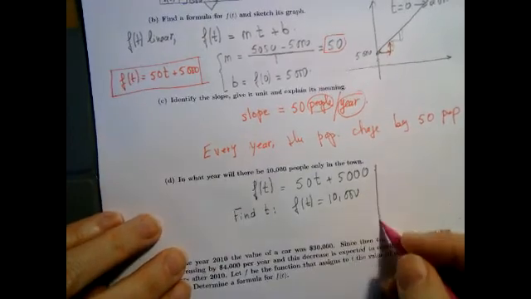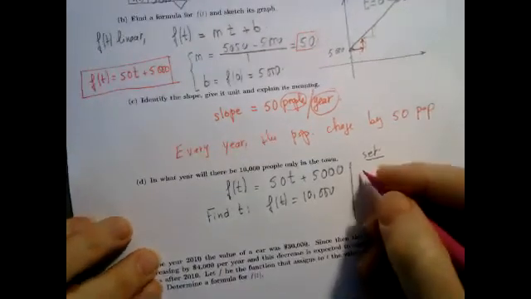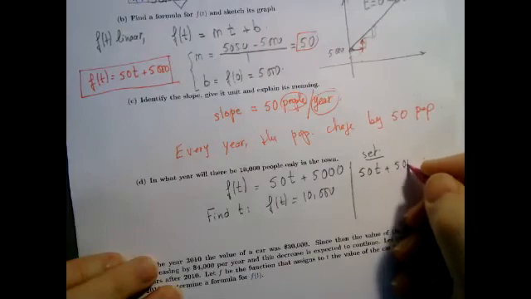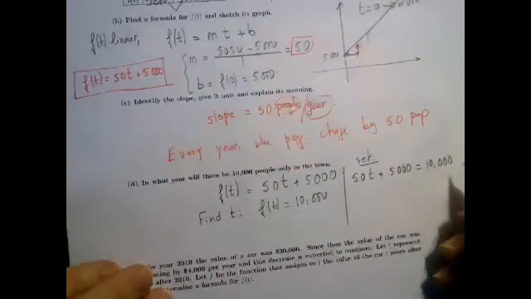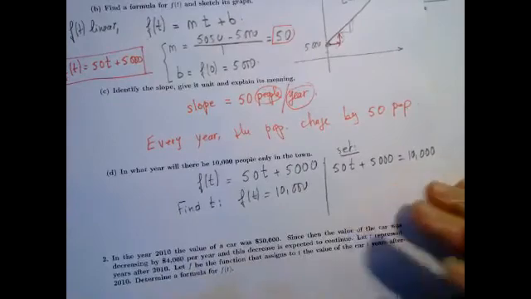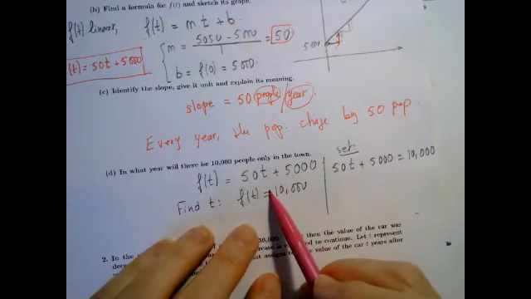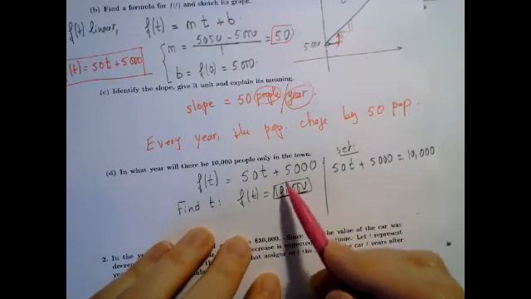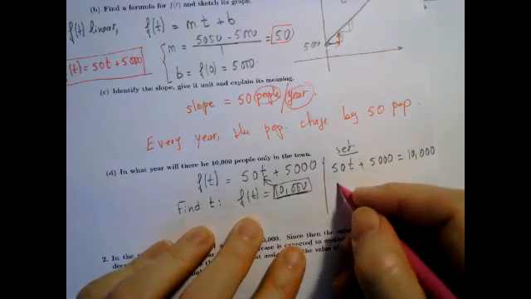So how do we do that? We're going to set 50t plus 5,000 equal to 10,000. We're going to do that in a very systematic way, because if we guess, sometimes our guess doesn't get us far because it could be hard. So now I'm giving you the output, the number of people, and my question is find the time when this occurred. So now solving will not be hard at all.